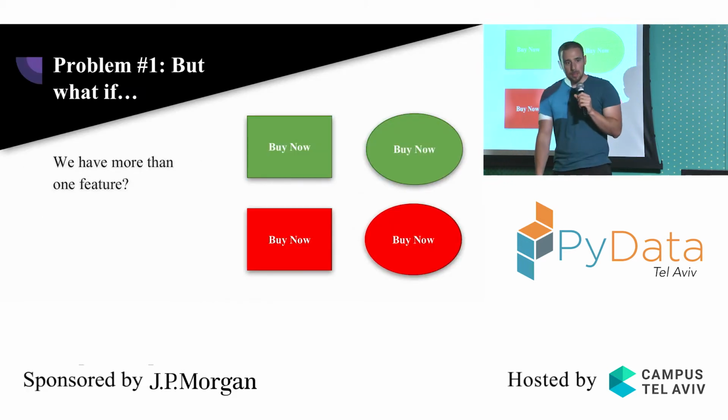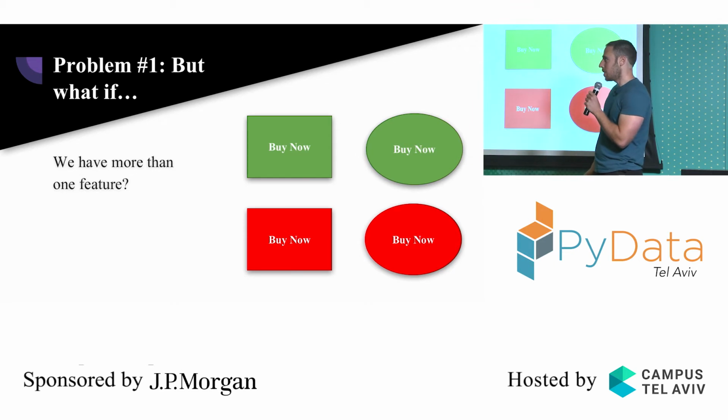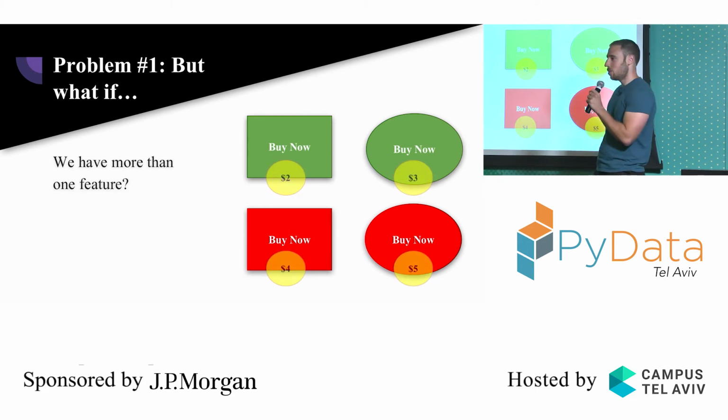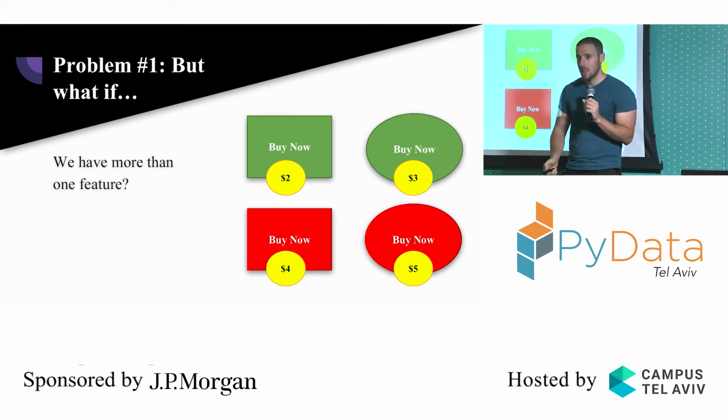Okay, so the first problem we have with the A/B testing experiment design: what if we have more than one feature? We can control for the shape and the color. What then? So the most trivial thing to do is to run A/B testing twice. First, we'll run it on the shape, for example, and then maybe we'll improve from this rectangular green ad to this circular green ad. And then the second time, we'll get to this optimal design.